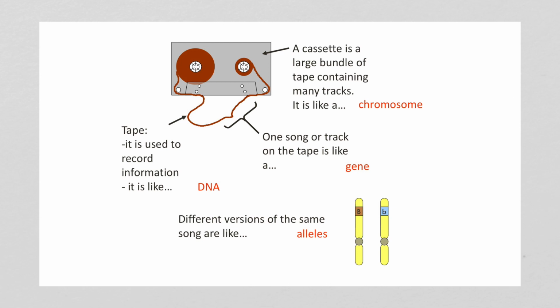One song on the tape is a gene, and then different versions of the same song, so maybe one person covered it one way and another band covered it a different way, those are like alleles. It's the same song, but performed slightly differently, so they're alleles. Different versions of the same song are like alleles.